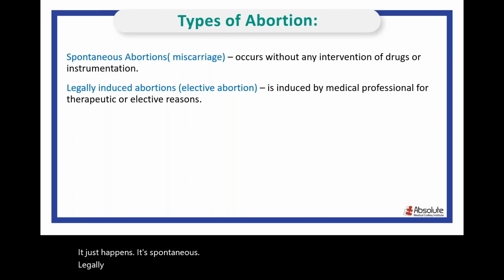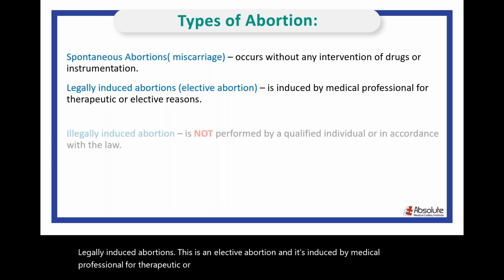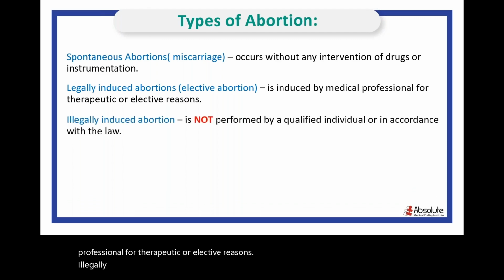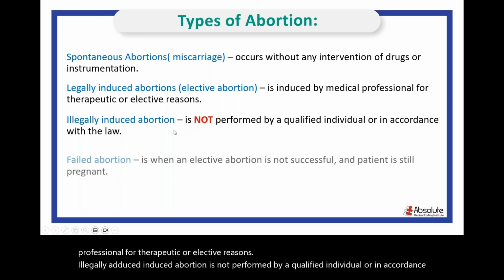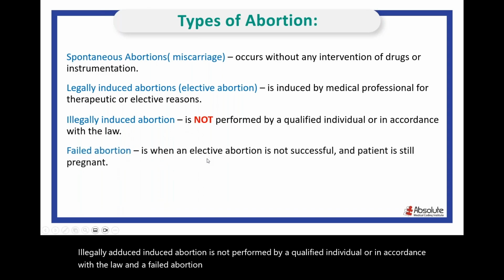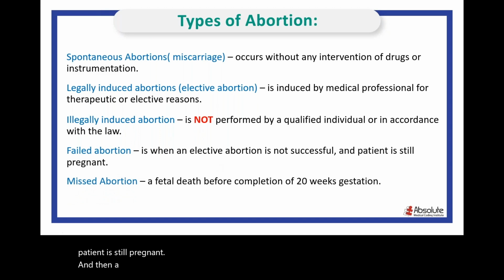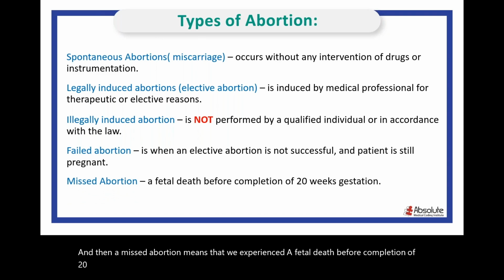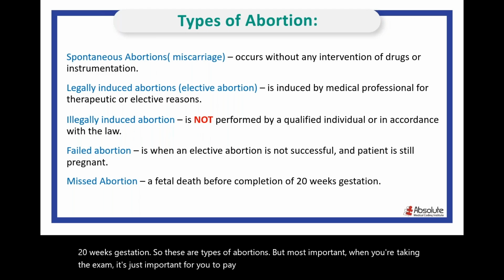Legally induced abortions, this is an elective abortion, and it's induced by a medical professional for therapeutic or elective reasons. Illegally induced abortion is not performed by a qualified individual or in accordance with the law. And a failed abortion is when an elective abortion is not successful and the patient is still pregnant. And then a missed abortion means that we experienced a fetal death before completion of 20 weeks gestation. So these are types of abortions. But most important, when you're taking the exam, it's just important for you to pay attention to the keywords.